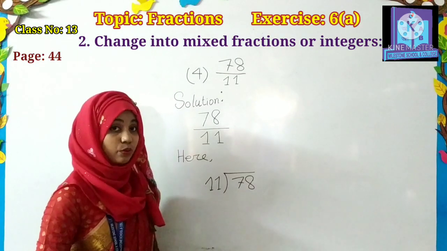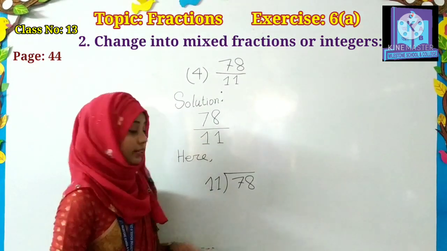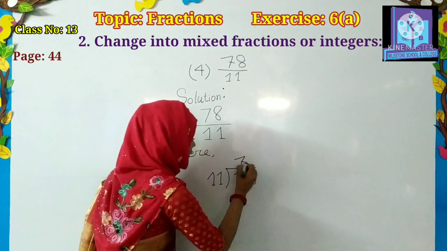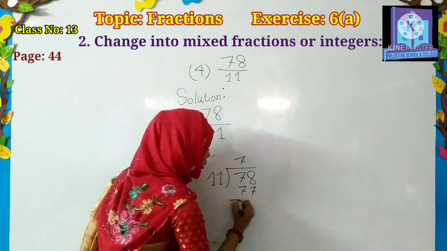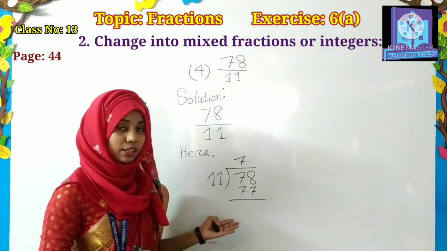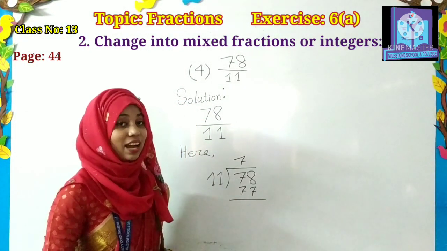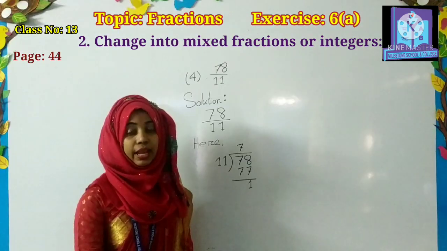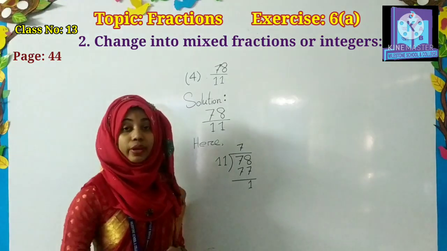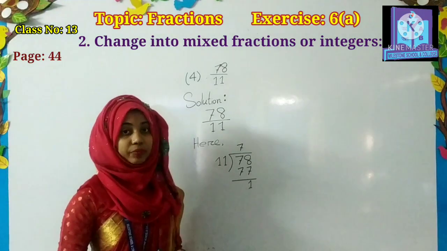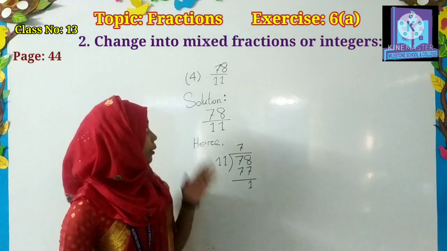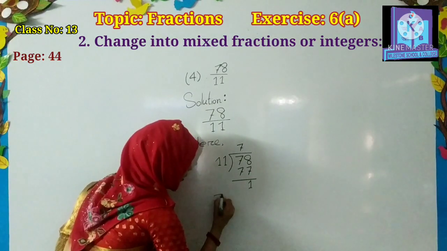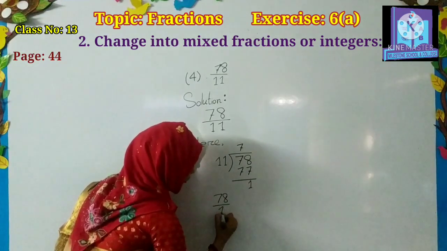Now dear students, count the times table of 11. 11 sevens are 77. What about the remainder? Yes, our remainder is 1. Using this division, we can write down mixed fraction. At first, we will write down improper fraction. So, our improper fraction is 78 by 11.